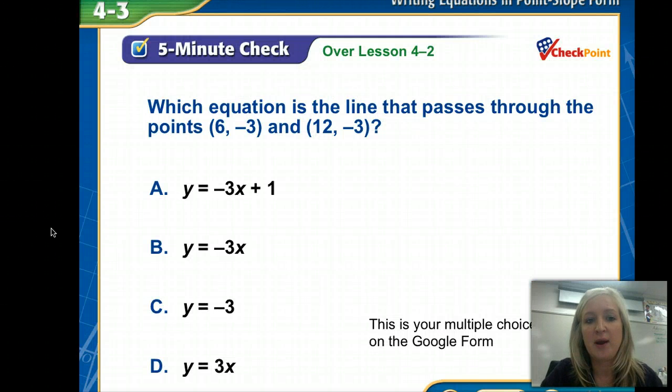We are going to start right away with a 5-minute check, or just lesson 4.2. You're going to do a little checkpoint. This is a multiple choice question on the Google form. Given 2 points, which A, B, C, or D represents the equation y equals mx plus b, the slope-intercept equation that goes through (6, -3) and (12, -3). Save your answer to later record in the Google form.